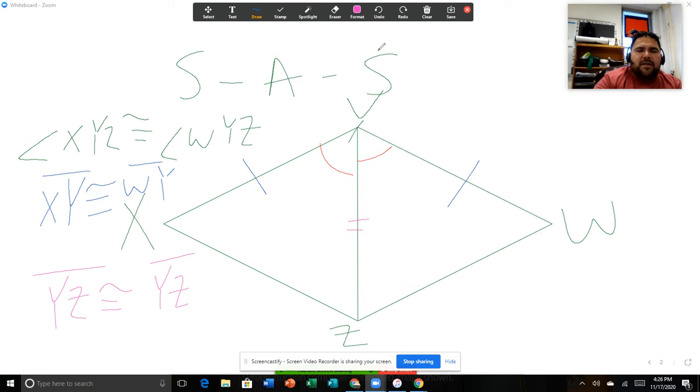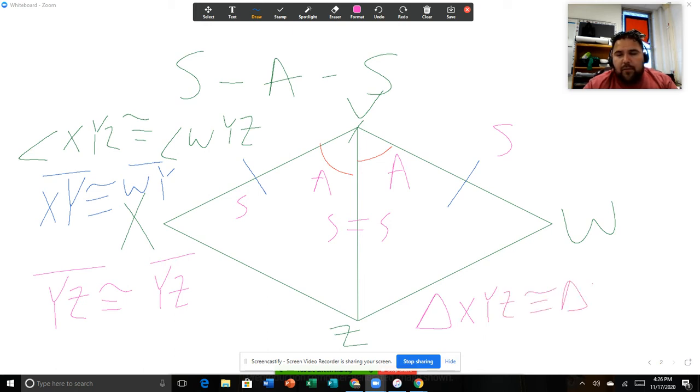So that gives me side, angle, side. Side, angle, side. So I can tell that these two triangles are congruent by saying the statement triangle XYZ is congruent to triangle WYZ. Make sure you see that reflexive property, right? Those things should help. All right. So that reflexive property is good.